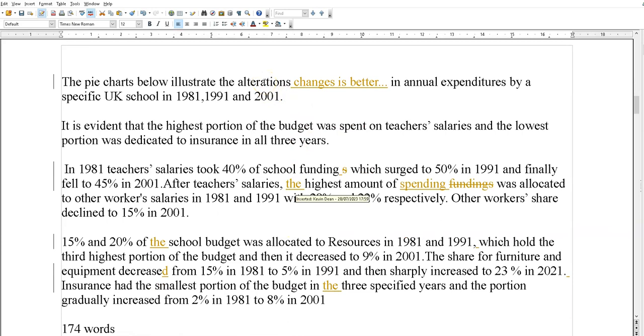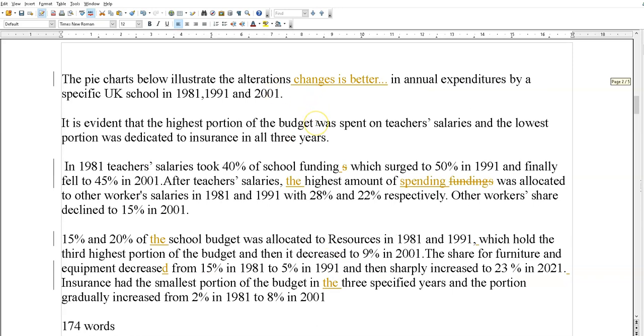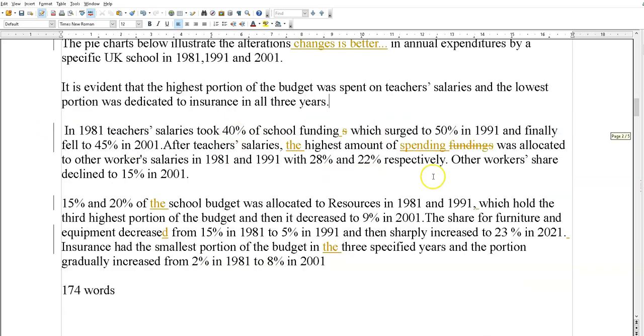Okay, let's have a look. Alterations, you can alter your clothes. Change, not quite the same thing. But that aside, it's not bad. It's not too bad. Teachers' wages, insurance, okay, obvious features. Now, if it's a superlative, the highest, the smallest, etc., you need a definite article. So what else? The budget, particular budget, the 3 specified years. So it's not bad, not too bad, but you need to watch your articles there.